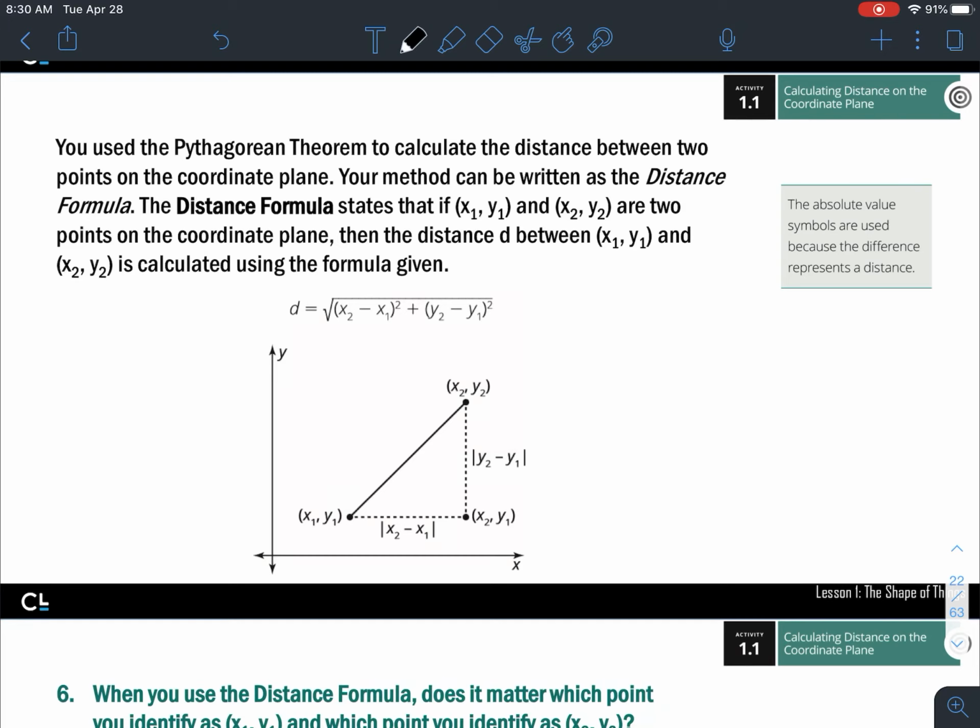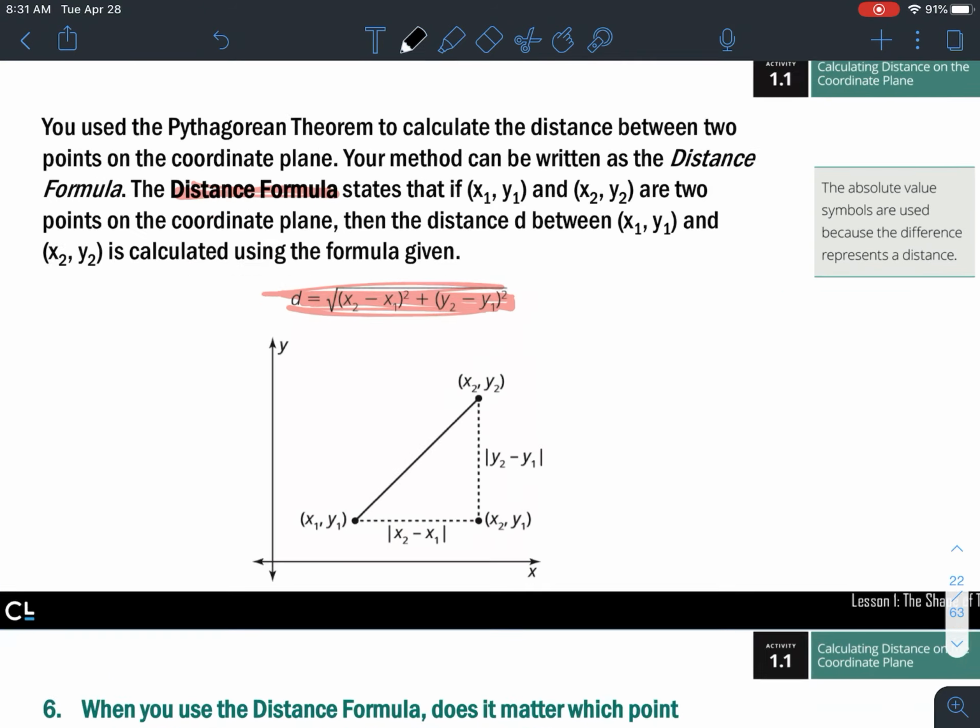You use the Pythagorean theorem to calculate the distance between 2 points on the coordinate plane. Your method can be written as a distance formula. The distance formula, I'm going to highlight so you see that, states that if (x1, y1) and (x2, y2) are 2 points on the coordinate plane, then the distance d between (x1, y1) and (x2, y2) is calculated using the given formula. So this is the given formula right here, what I'm highlighting.